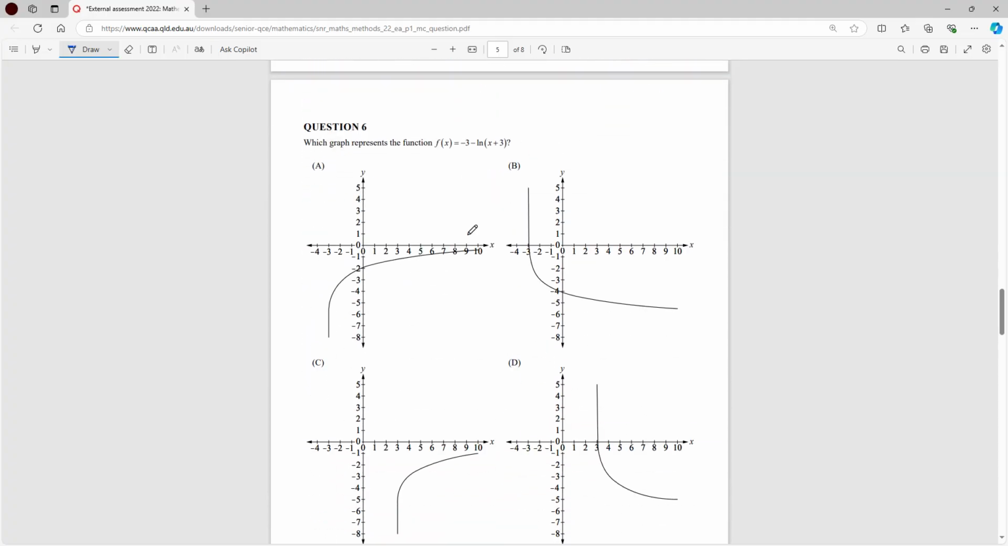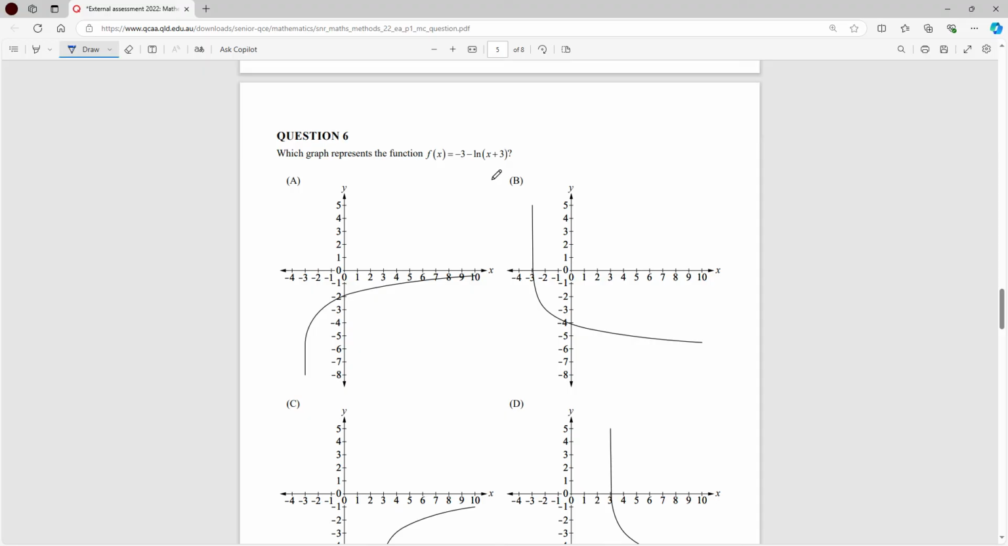Okay. Right, question 6. Which of the graph represents the function f of x equals -3 minus natural log of x plus 3? Well, so here, we have to account for the reflection and the horizontal shift, okay? This number here virtually does nothing with a log curve. All it does is it changes the x value slightly, okay? Now, the big ones here I'm paying attention to is the negative sign at the front here.